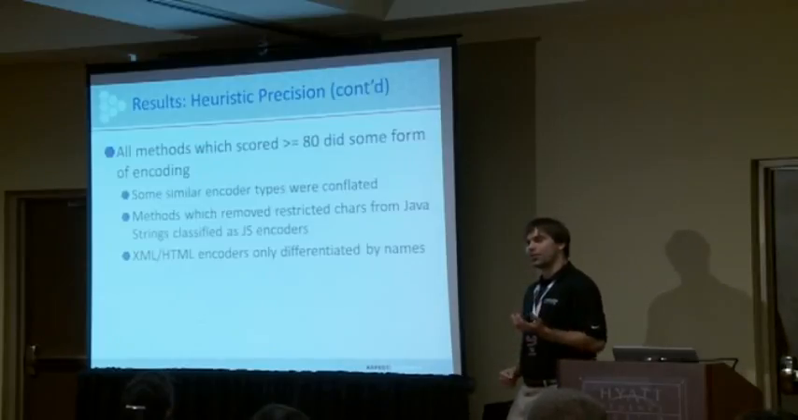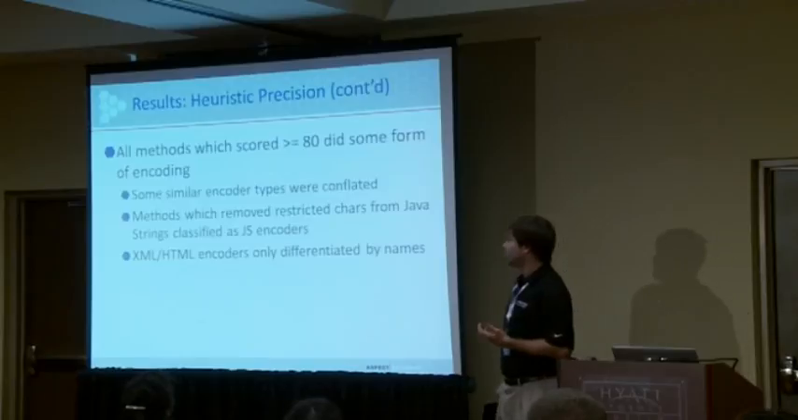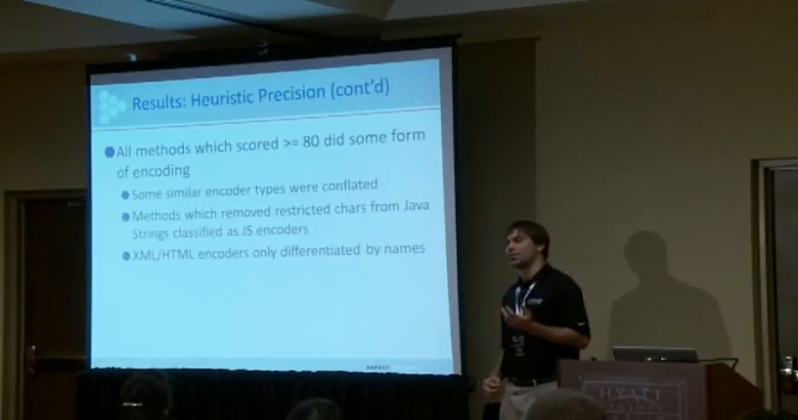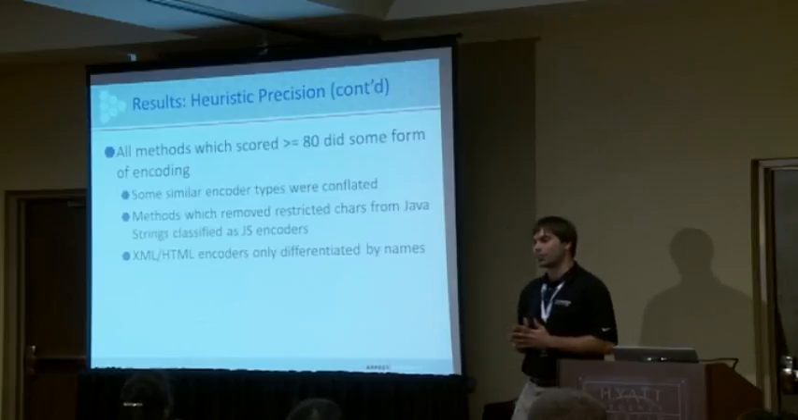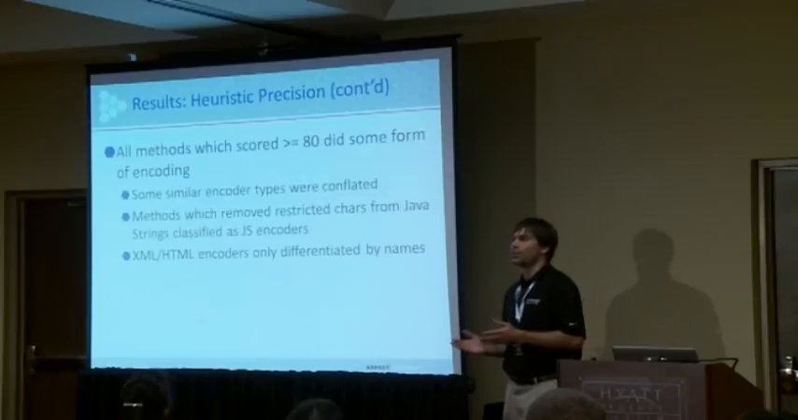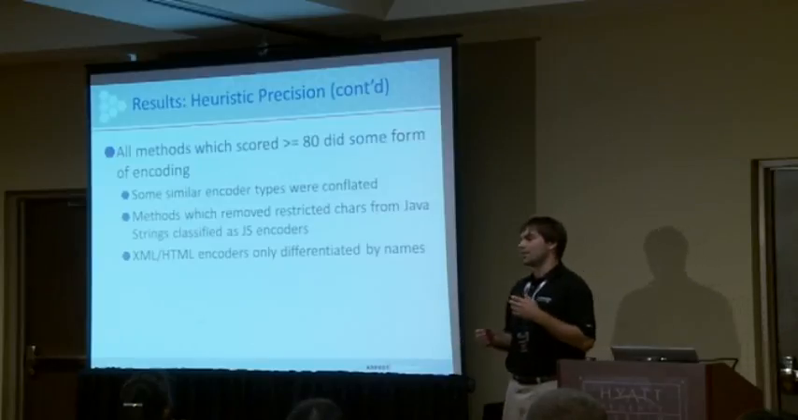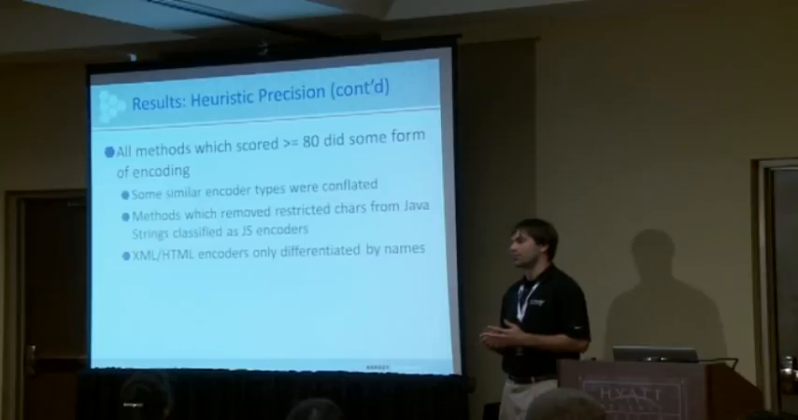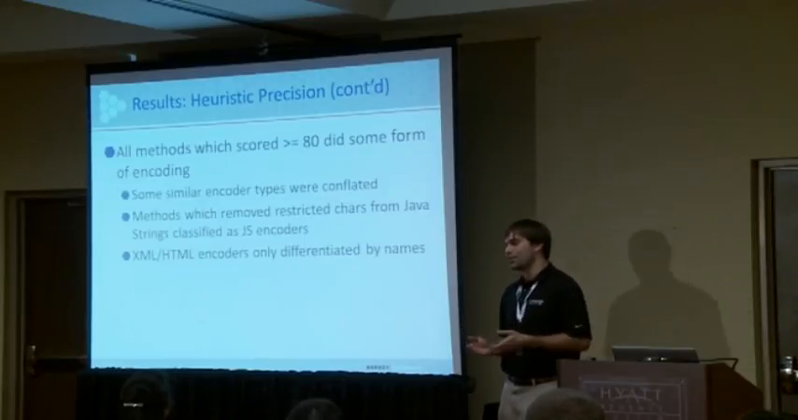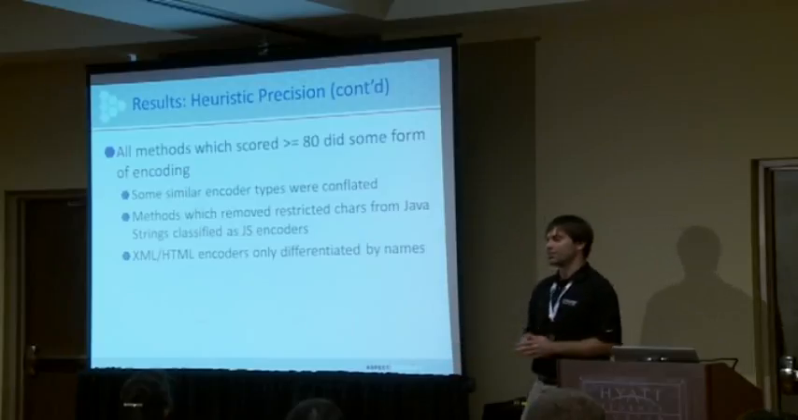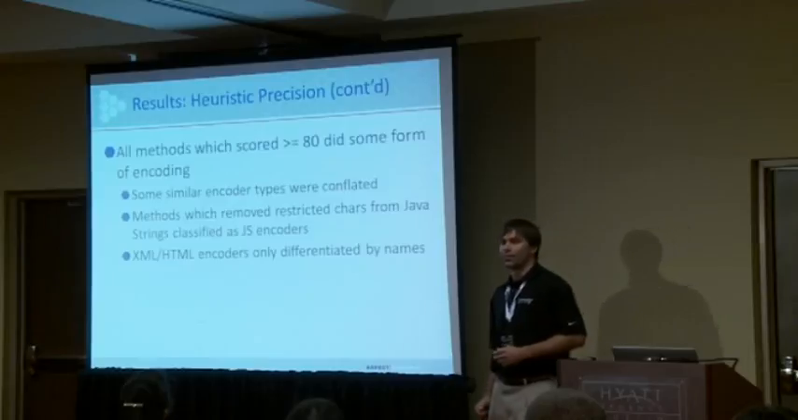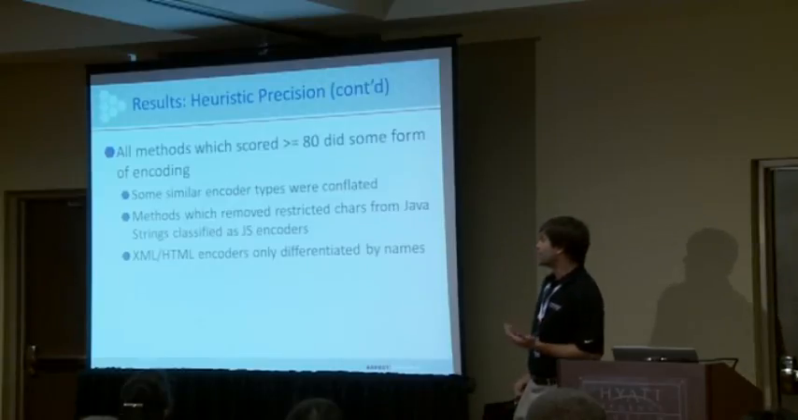So our results were that all the methods that scored at least 80 did some form of encoding. Now what does that mean? It doesn't necessarily mean that each of those methods was an encoder of the type we looked for that was complete and did everything we'd want it to. What it means is that it encoded at least some of the characters we'd expect an encoder of that type to encode. So if it was HTML, it might have encoded ampersands and less-than signs. If it was JavaScript, it might have encoded new lines and quotation marks. It at least did some of the right encoding.